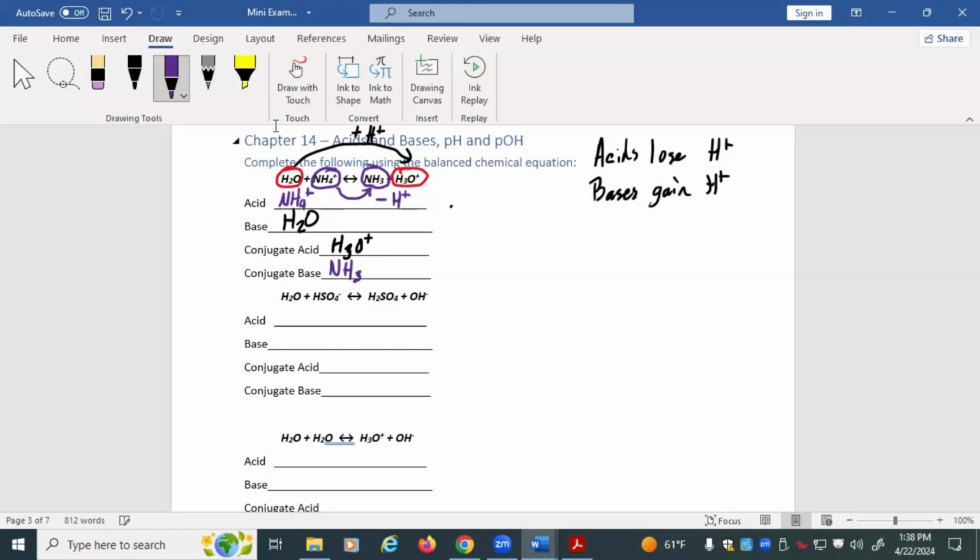So, when I identified water as the base, that should have also identified that the ammonium was going to be the acid, because each side of the reaction is going to have an acid and a base, and each conjugate pair is going to have an acid and a base. So water is a base, ammonium ion is acid, hydronium is the conjugate acid. I can identify each side because I need to have one of each, and I can identify the conjugate pair because they're one hydrogen apart from each other.